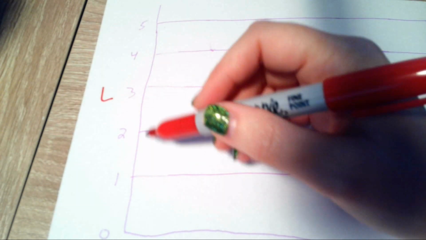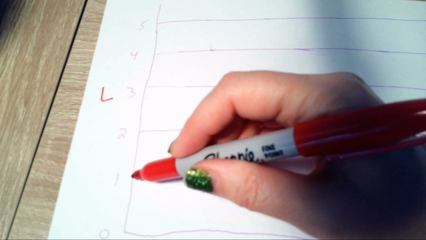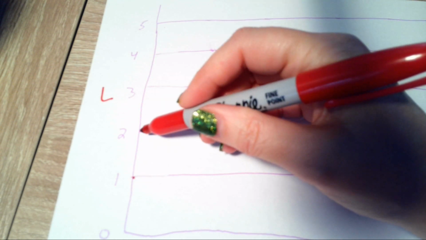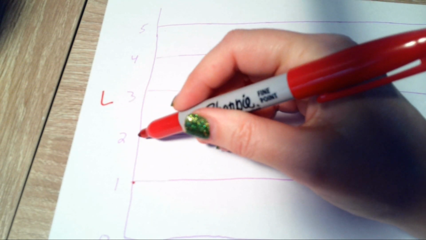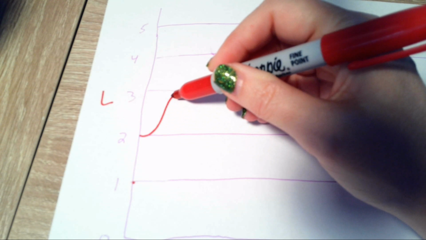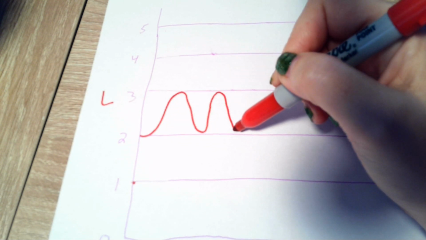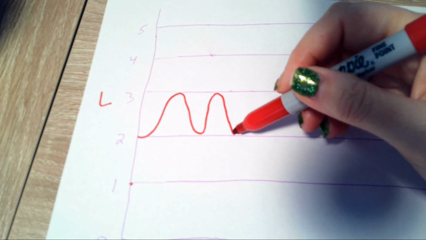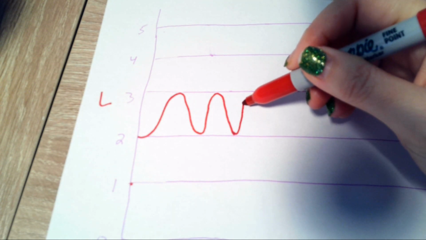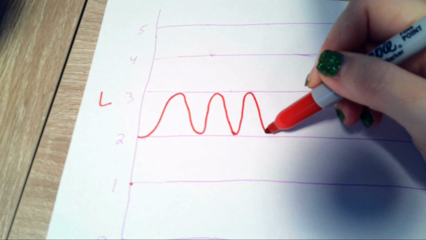So let's start here. Start at 1. Oh no, let's start at 2. Sorry. So we're breathing in, we're just breathing normal. We'll breathe in, we'll breathe out. We'll breathe in, we'll breathe out. Nobody's pushing anything in or out too much. You might be able to guess what I'm drawing here. We're just breathing in and out normally.